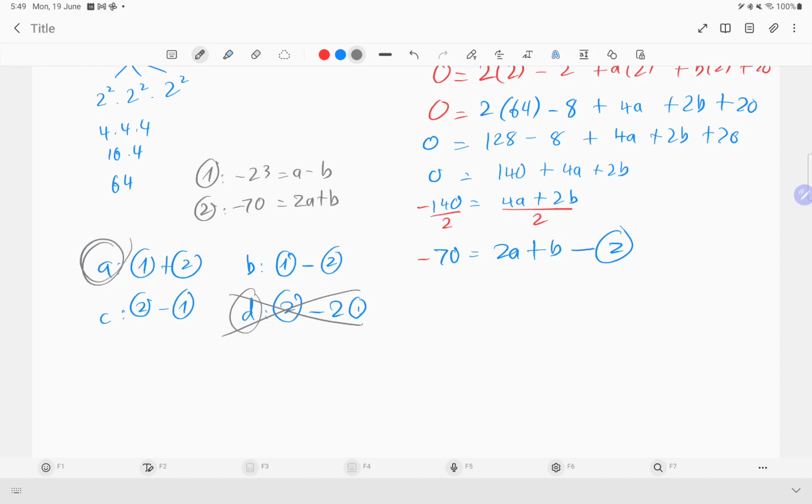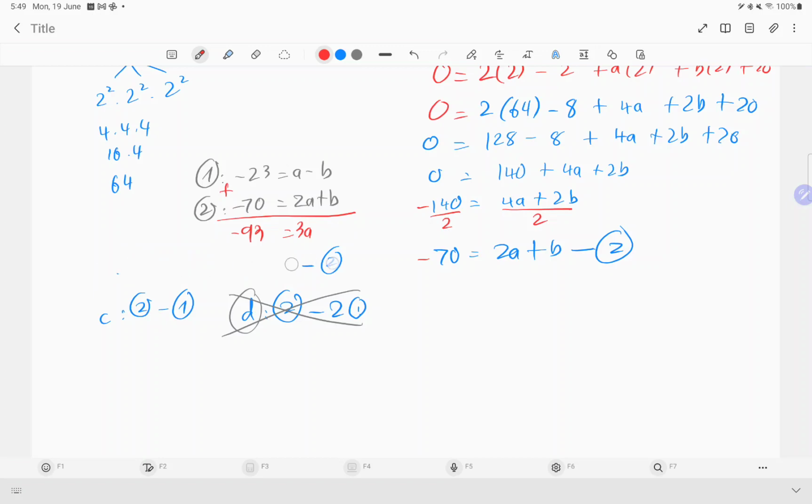What happens when you add them together? Look, if you add them together, you're just adding term by term, right? What's negative b plus b? 0. 0, it's gone. Okay, what's a plus 2a? 3a. 3a, right? What's negative 23 plus negative 70? Negative 93. Negative 93, yeah. Suddenly, you've got negative 93 equals 3a. Can you solve for a?